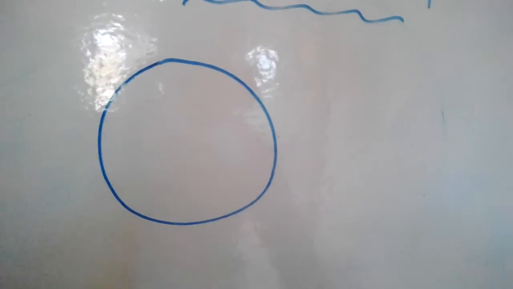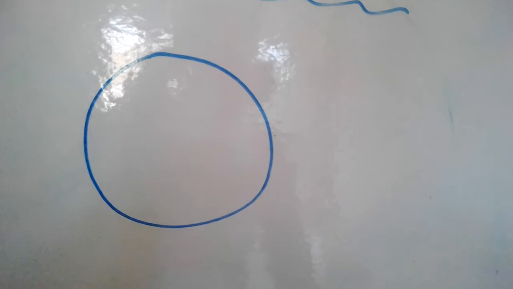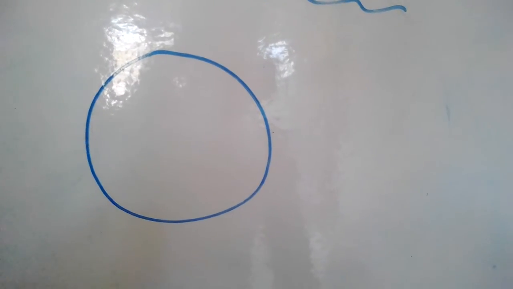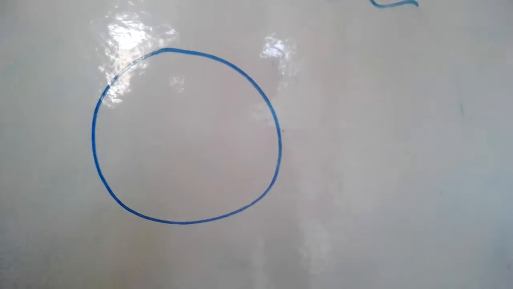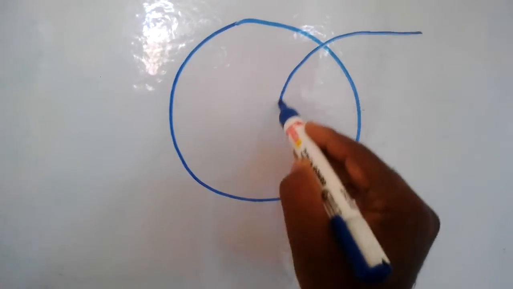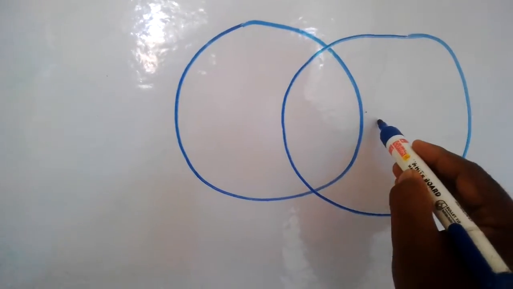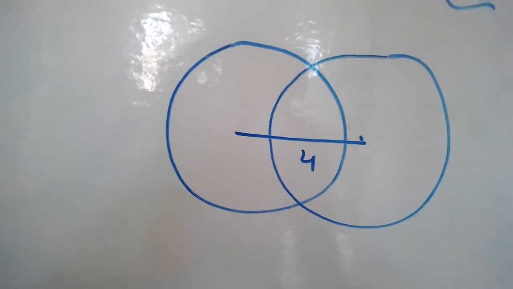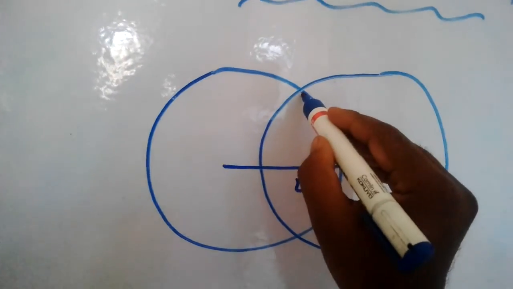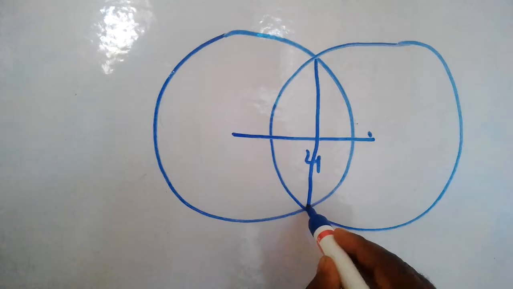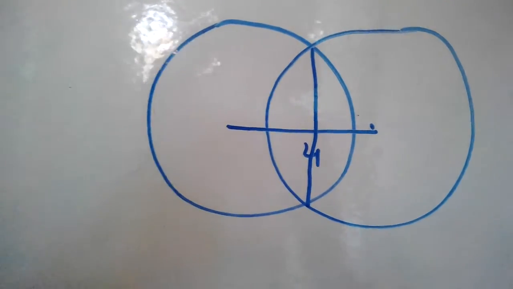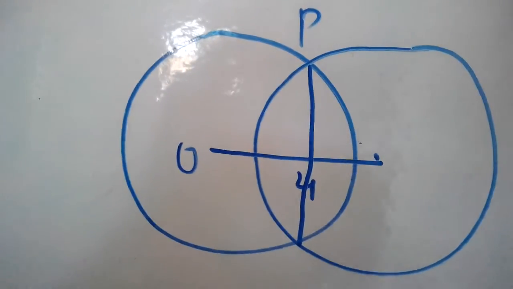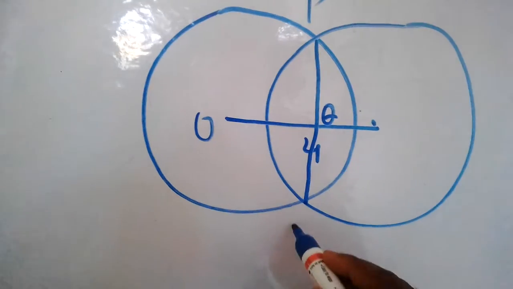Next, another circle with 3 centimeter as radius, which intersects at 2 points. Their distance between centers is 4 centimeter. Here one center, here another center, so the distance is 4 centimeter. Now this is the chord passing through the intersection points. I will mention it as O, P, Q and Q dash. Clear?